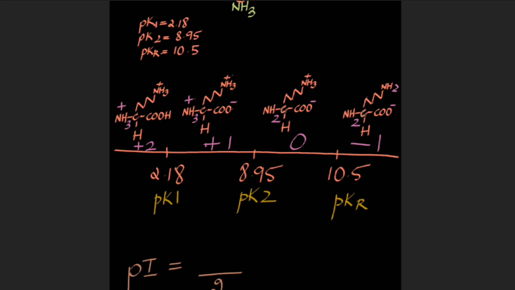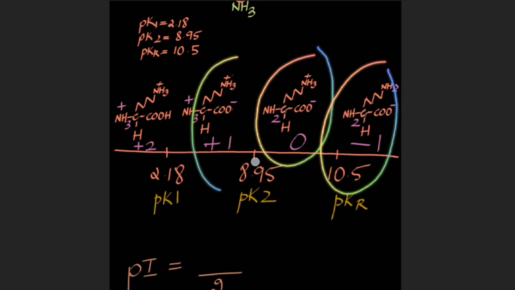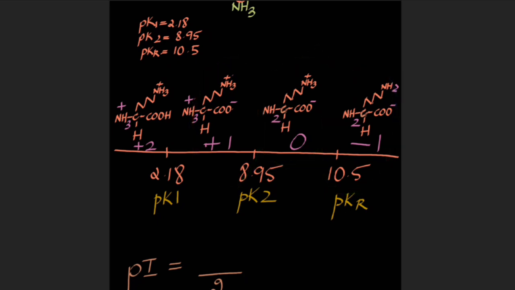So which molecules am I going to take for the calculation of the pI of lysine? I'm going to take this. This is the zwitterion, because it has a net charge of 0. I'm going to take this one, and then I'm going to take this one. So what are the pK values? They are 8.95 and 10.5.